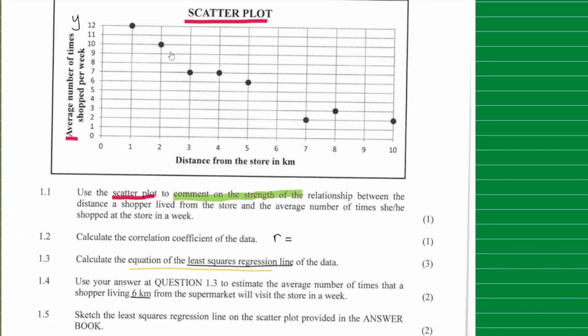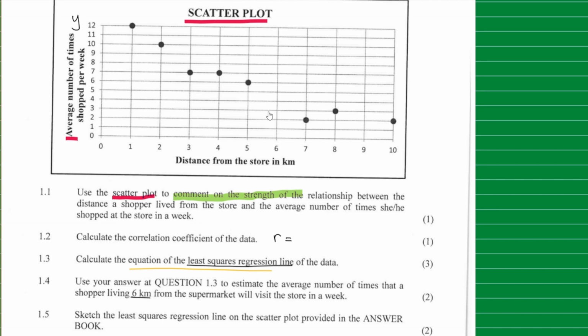So that line is a straight line. Well, it depends on the data. In this case, it will be a straight line, and the line just generally shows the trend, the pattern that we find in our data. So the trend here is that as the distance increases, the number of times shopped per week decreases. So we use a straight line to represent that.